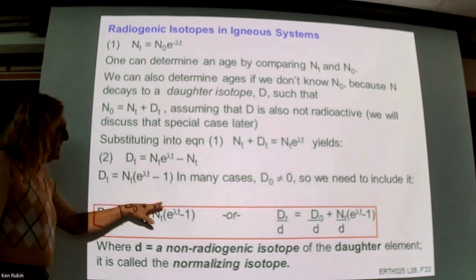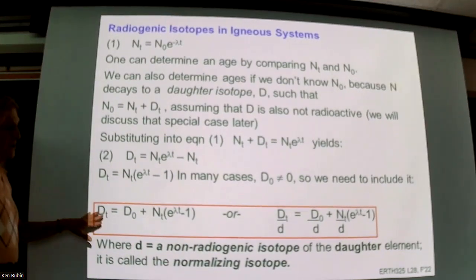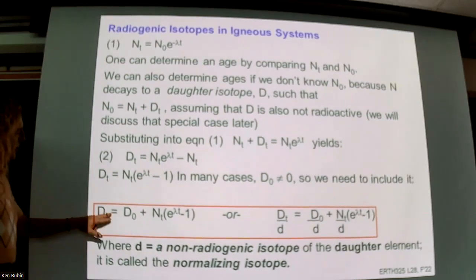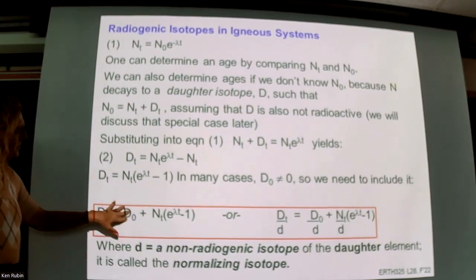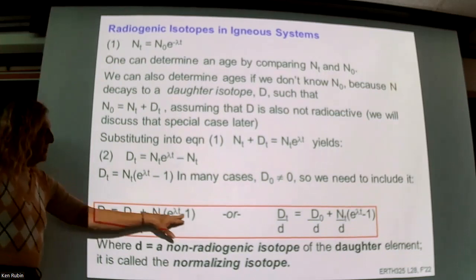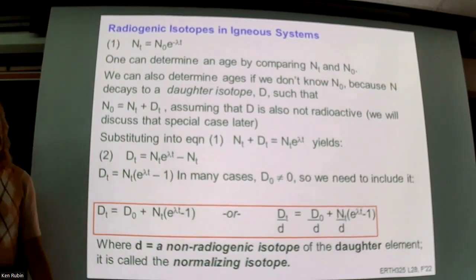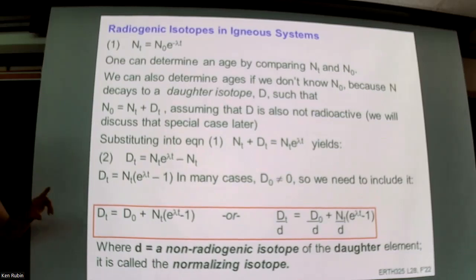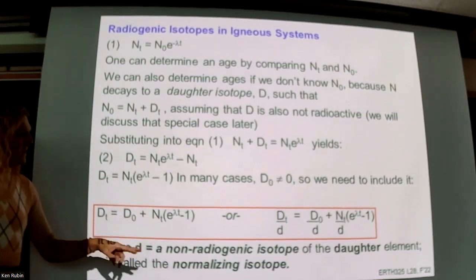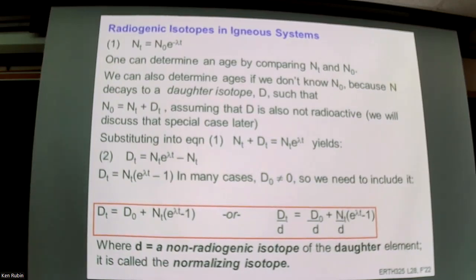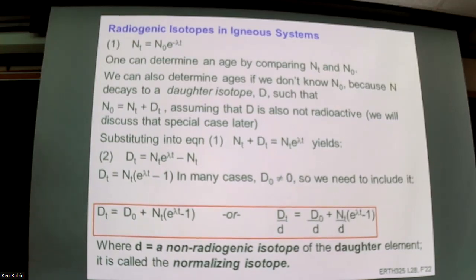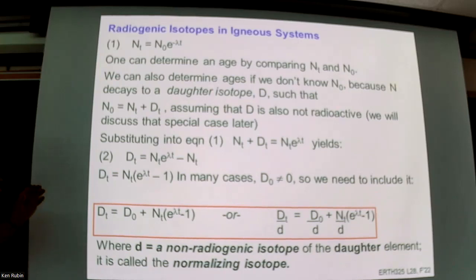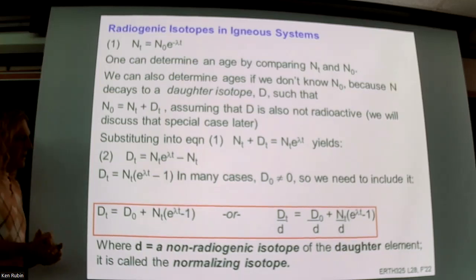So this is a formal form of the decay equation, which says that the daughter at any given time in a system is going to be equal to however much daughter was there initially. This can be hard to estimate, but I'll show you the ways that we do it, plus the amount of daughter produced by radioactive decay. It's a sum. Now, oftentimes, rather than measure just the strontium 87 and the rubidium 87, we make the measurement as a ratio. And I'll talk a little bit more about this next week, but there's a couple of reasons for it. One is that when we make the measurements on a mass spectrometer, it's way easier to measure ratios than absolute abundances. And there's effects in the mass spectrometer that can separate elements a little bit. We call it fractionation of their isotope ratios.